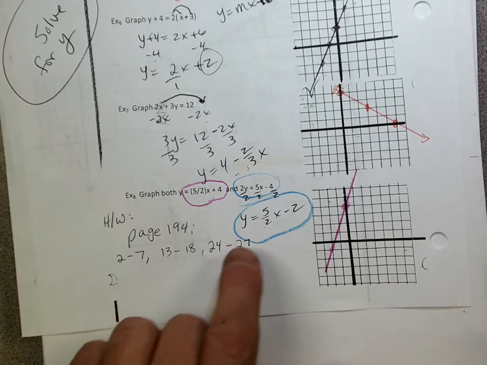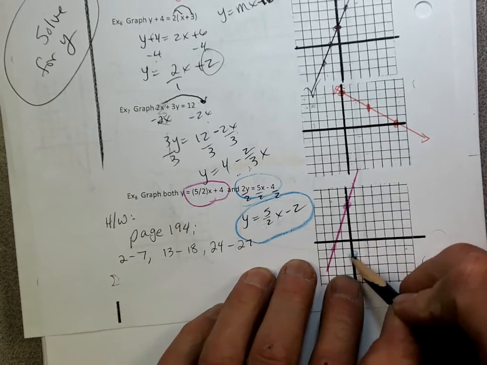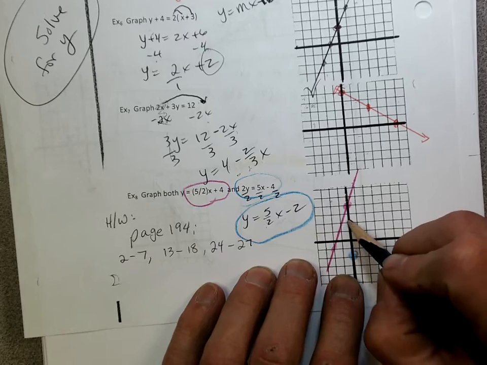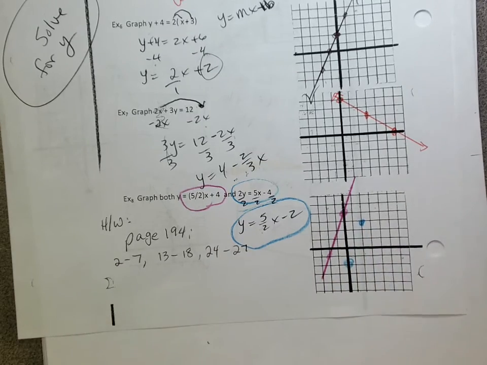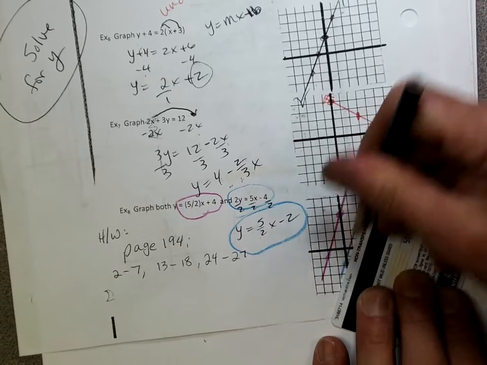So if they have the same slope, I can do that. So let's start at negative 2. Okay, we'll go down to negative 2. And I'll go up 5, 1, 2, 3, 4, 5, and over 2. And they look parallel, and we know they're parallel because they have the same slope.